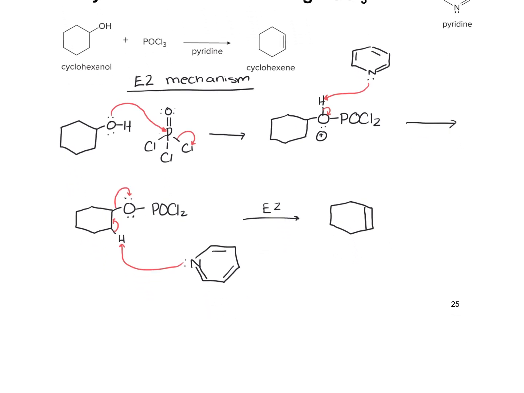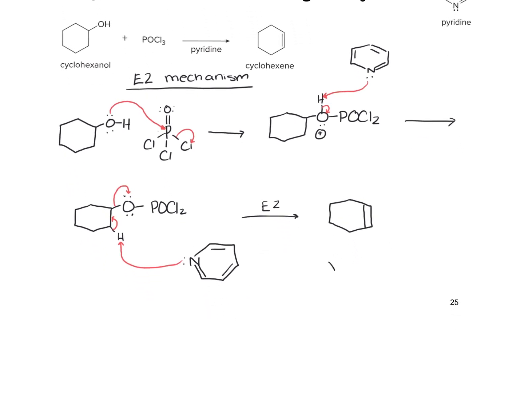Now, there's some kind of nice things here. There are no rearrangements, because there is no carbocation that forms. So remember, every time a carbocation forms, we have to look for a rearrangement. And there's not one here. So that's kind of a bonus for us as we're trying to predict these products.